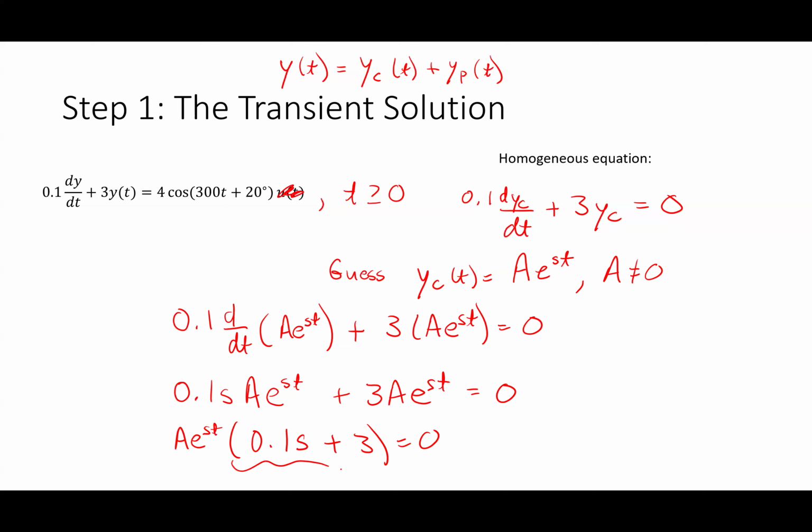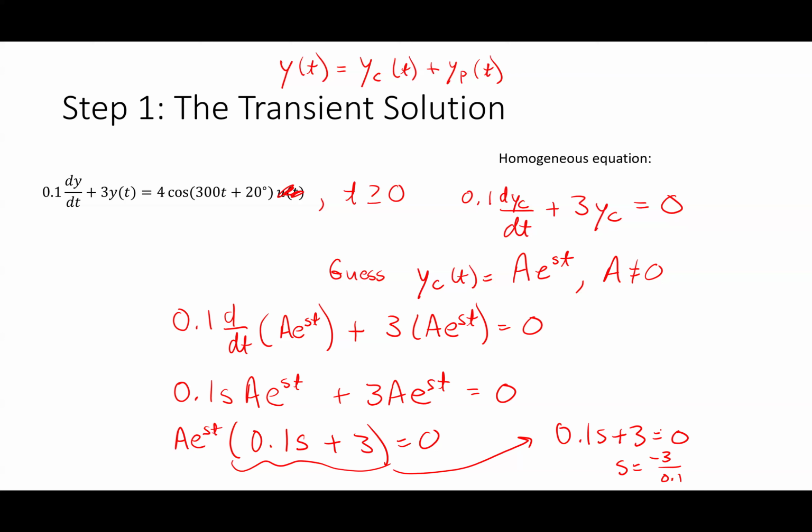Only this term right here. We called that the characteristic equation. I'm going to use that term more as we get into second order. But basically, I get 0.1 S plus 3 equals 0, or that S equals negative 3 over 0.1. So S should be negative. That's usually what we're looking for it to be.